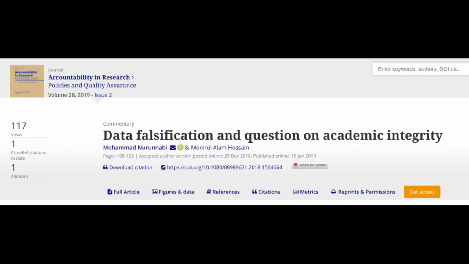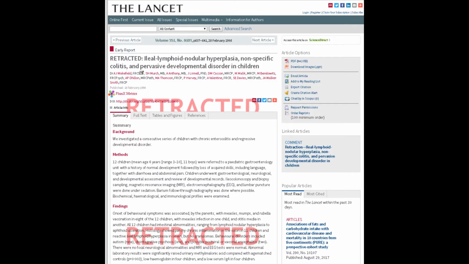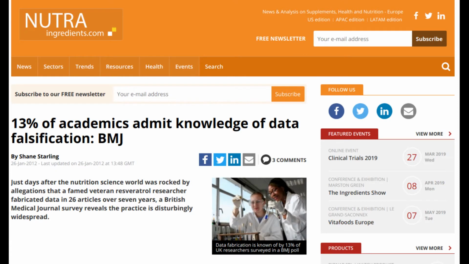Falsification is manipulating research data with the intent to give a false impression, including manipulation of images, removing outliers, or other inconvenient results, which changes, adds to, or omits the final result. This is exemplified by Wakefield, who omitted children who did not conform to his study's goals. Alarmingly, 13% of academics admit to knowledge of this. That is, 1 in 7 know that data is being gerrymandered.